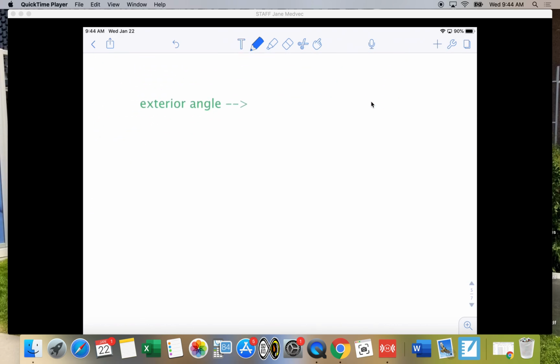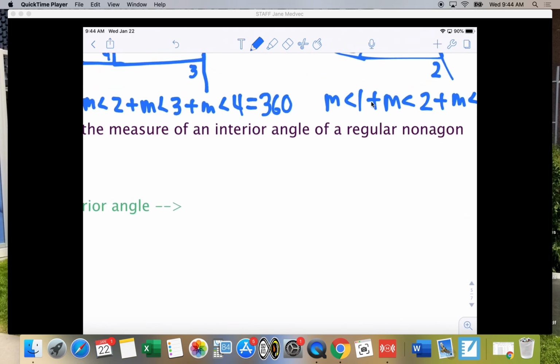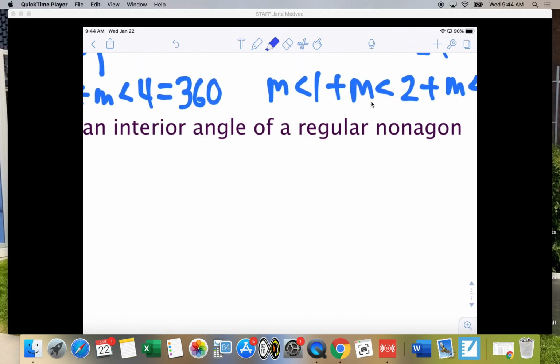All right, so let's see here. Here's one. Find the measure of an interior angle of a regular nonagon. So this problem asks me for interior angle, regular, and nonagon. Interior angle, that angle is inside the figure, okay? Regular means, yes, sides and angles are congruent. Very good. Nonagon means 9 sides, 9 angles, right? Okay, so this is how we're going to go about it.